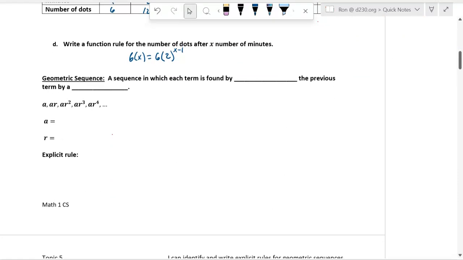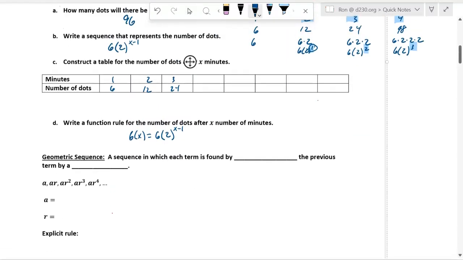What this describes is when we have a pattern where we're multiplying or dividing to get the next term: 6 times 2, 12 times 2, and then I know the next one would be 48 times 2. What this is, it's a geometric sequence, a sequence in which each term is found by multiplying or dividing the previous term by what we call a common ratio.